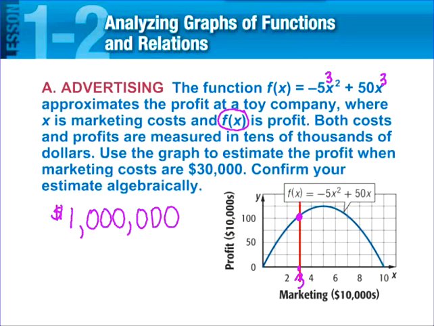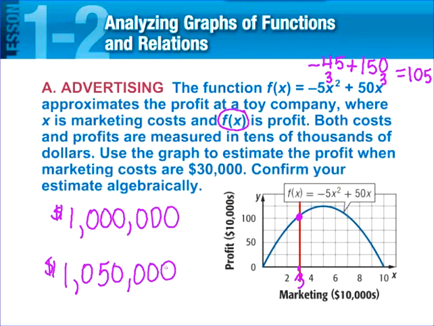Okay? So I'm going to take 3 squared, which is what? 9 times negative 5. You get negative 45. I'm going to add to that 50 times 3, which is 150. What do I get? I get 105, which I know would correspond to 1,050,000. So notice it says confirm your estimate. That was my estimate of 1 million. That's pretty close. And so, in fact, that is correct.